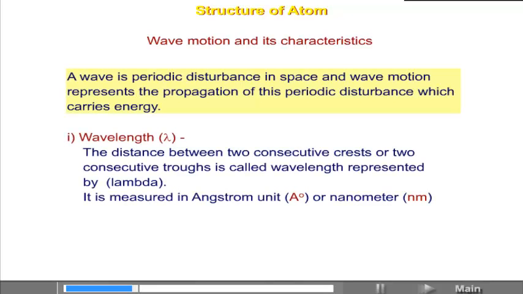Wave motion and its characteristics. A wave is a periodic disturbance in space, and wave motion represents the propagation of this periodic disturbance, which carries energy. Wavelength lambda. The distance between two consecutive crests or two consecutive troughs is called wavelength, represented by lambda. It is measured in angstrom units (Å) or nanometers (nm).